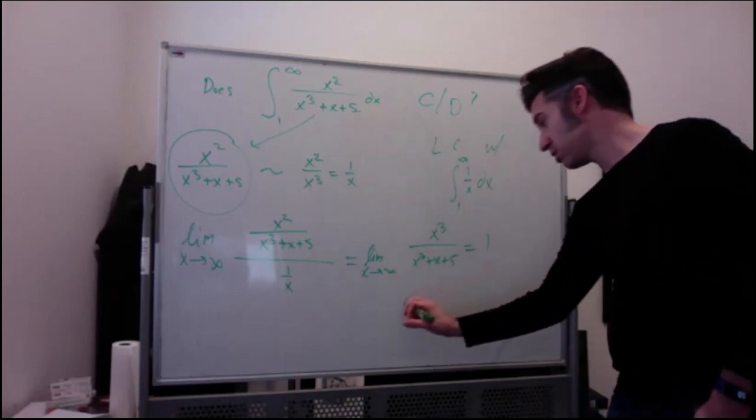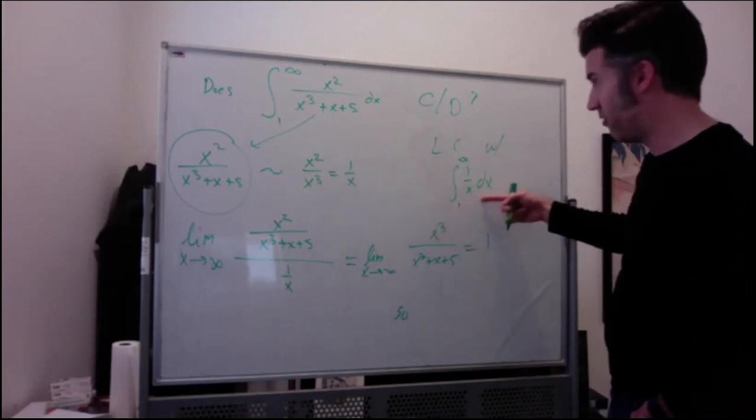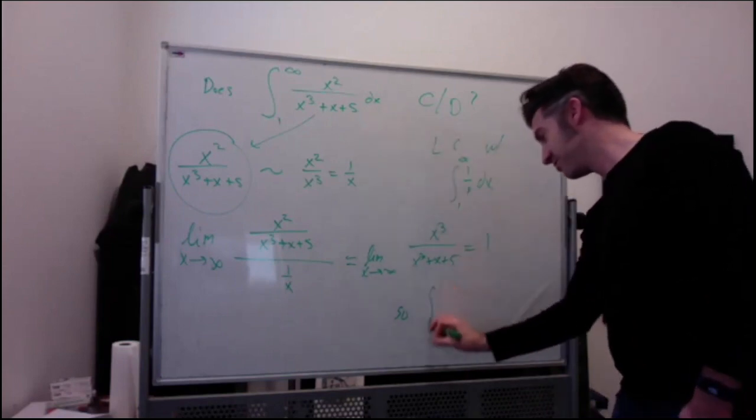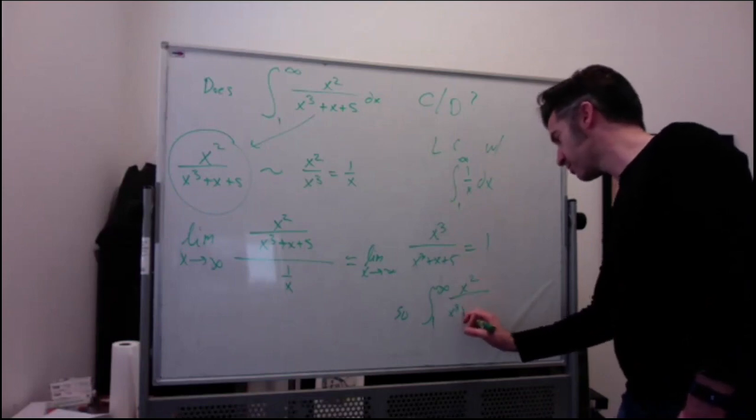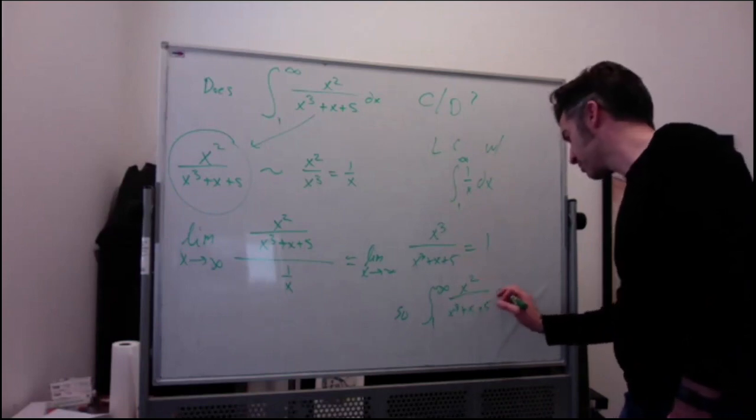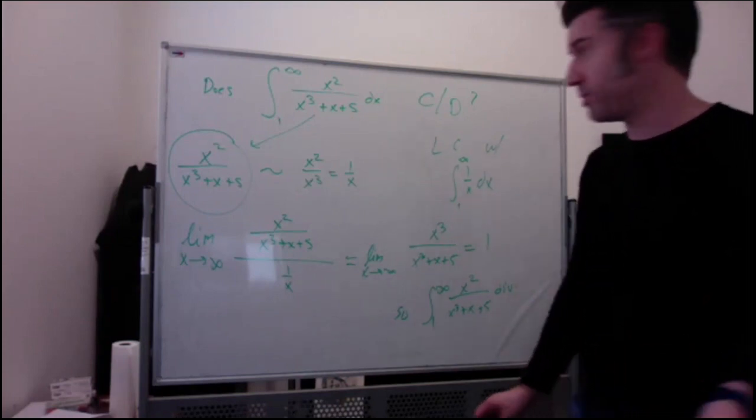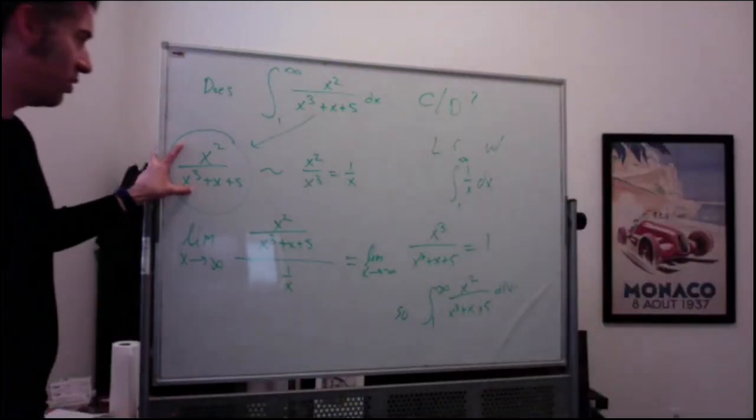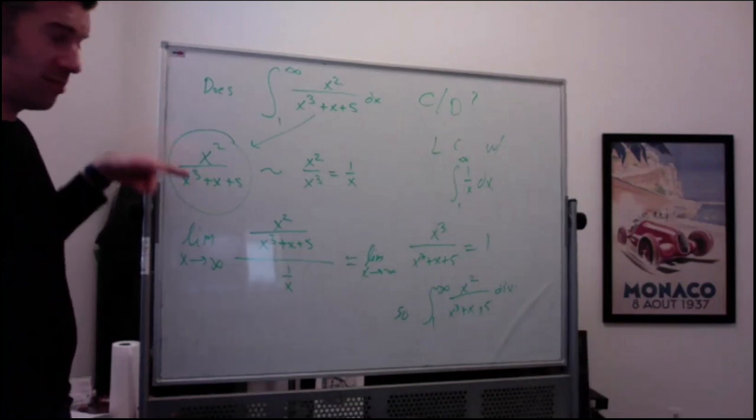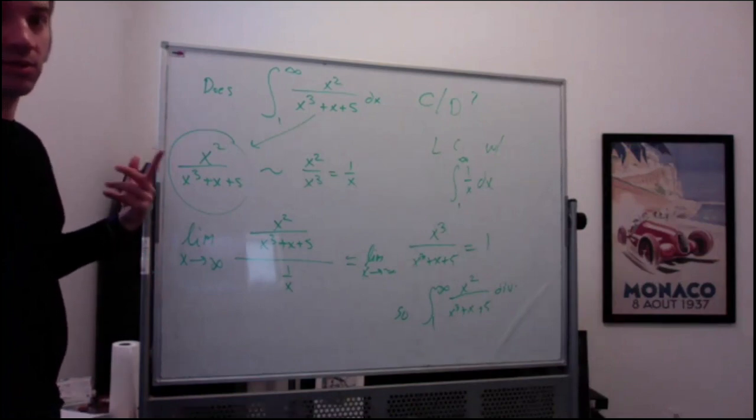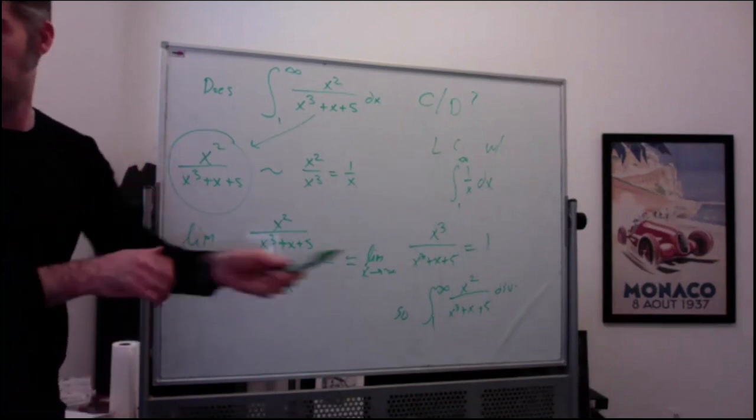So this integral diverges. Sorry, this integral diverges. This also diverges. But I needed to use this here, right? Because I couldn't just say this was bigger than 1 over x. This is actually smaller than 1 over x, but it's smaller in a way that it's still divergent.